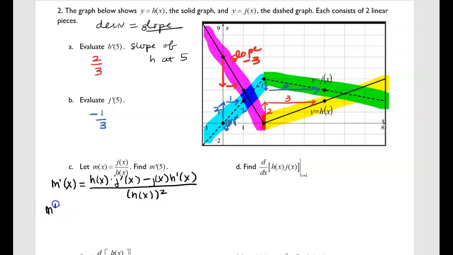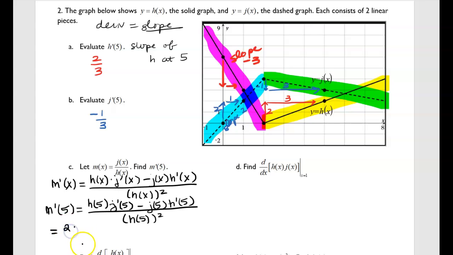Now we plug in 5. So h of 5 times j prime of 5 minus j of 5 times h prime of 5, all over h of 5 squared. So h of 5 means the y value on h at 5. So that's the y value here, which is 2. J prime of 5 means the slope on j, that's this green line at 5, which we said before was negative 1/3.